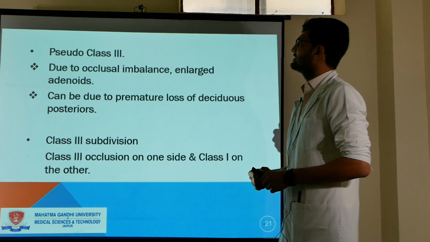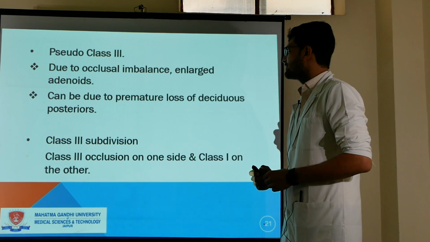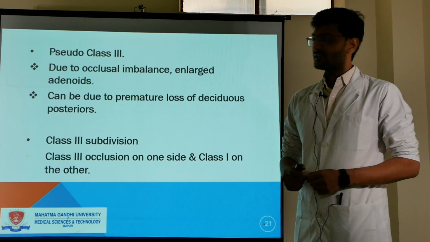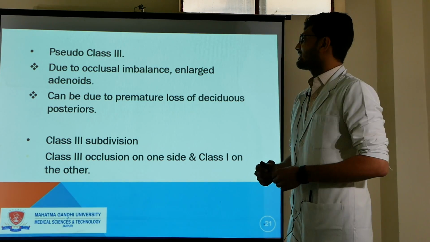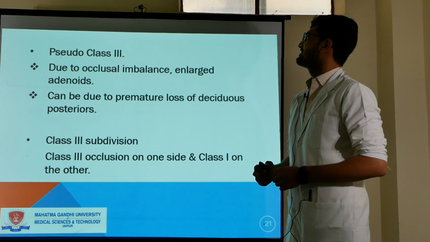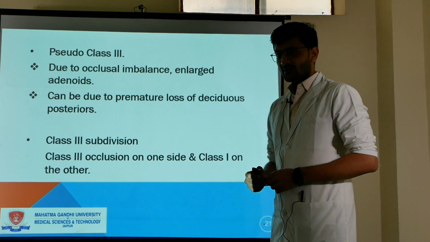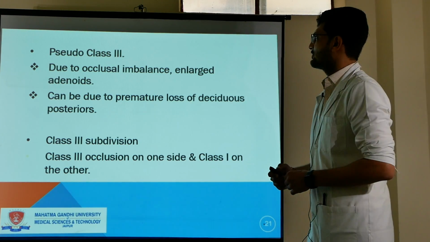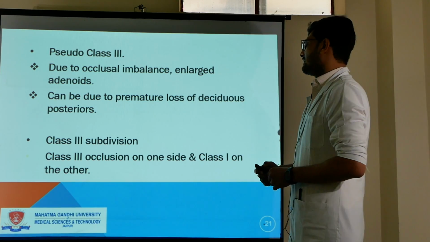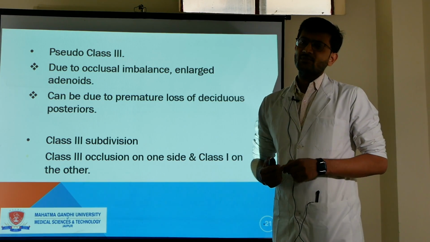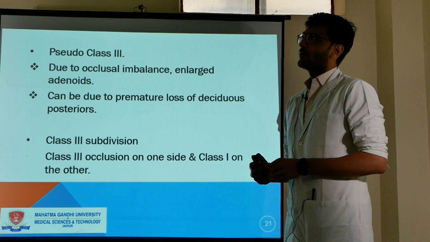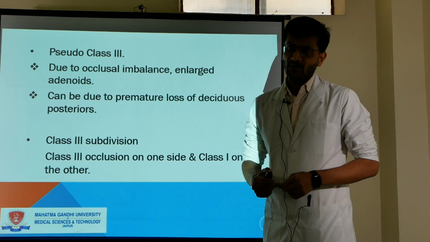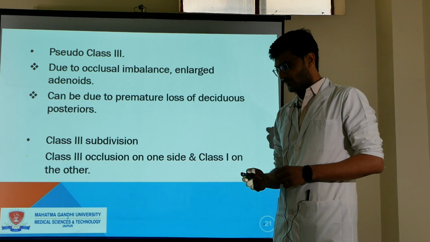Sometimes there is a situation in which occlusal imbalance is there, enlarged tonsils or adenoids are there. Sometimes premature loss of deciduous posteriors may force the patient to position the mandible in the forward direction, suggestive of a pseudo class 3 malocclusion. Similarly, as class 2 malocclusion, there can be subdivision suggestive of class 3 molar relationship on one side and class 1 molar relationship on the other side.